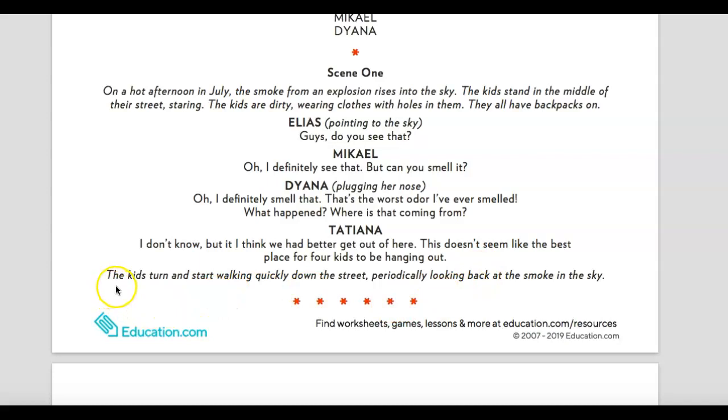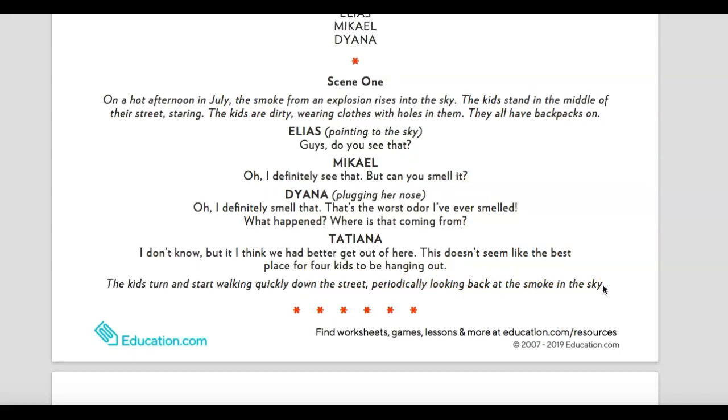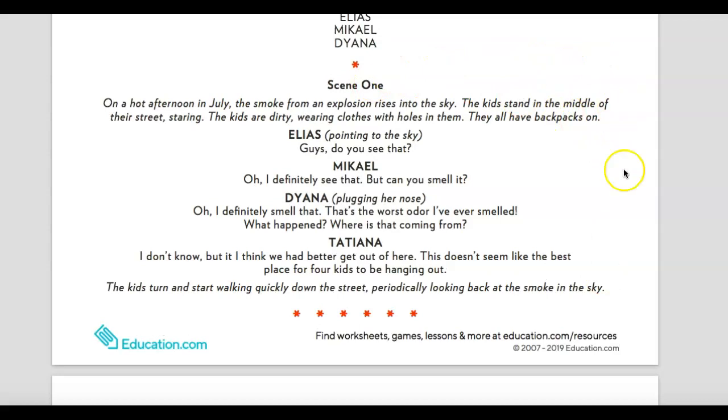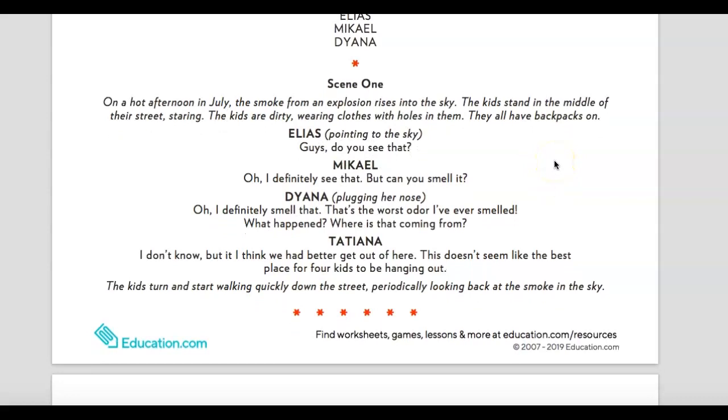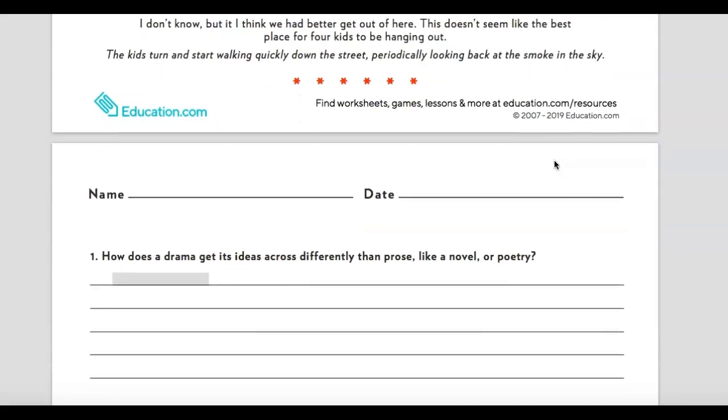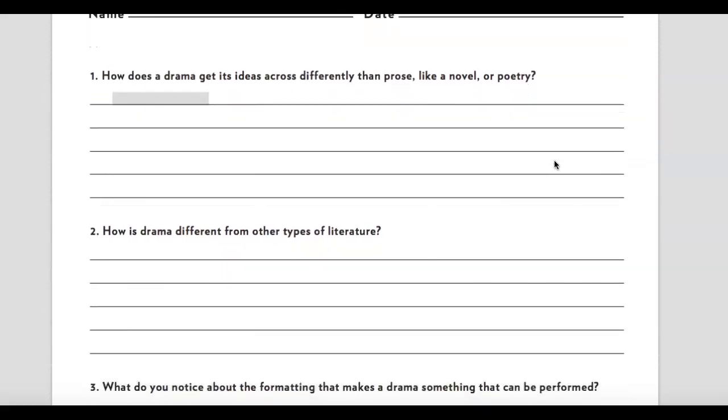And then here's some more background. The stage directions: the kids turn and start walking quickly down the street, periodically looking back at the smoke in the sky. So if this were a play that you were watching, the set would look like a street, and then they would have props or something to show the smoke in the sky. All right, so let's move on and take a look at this. It says, how does a drama get its ideas across differently than prose, like a novel or poetry?